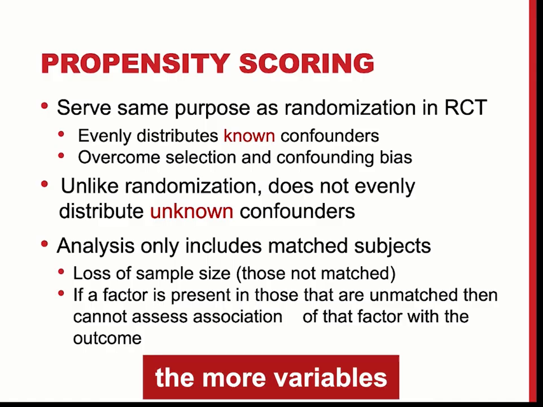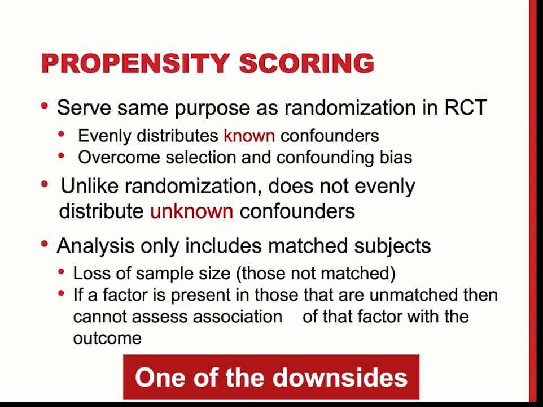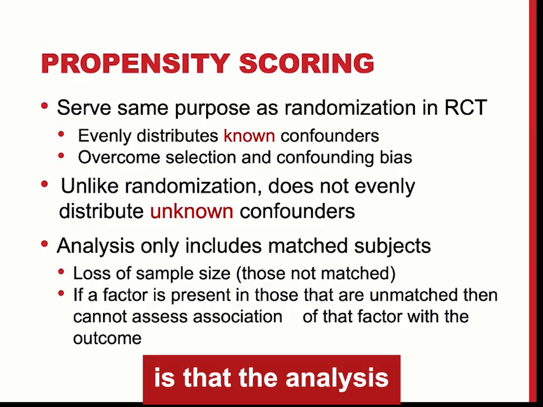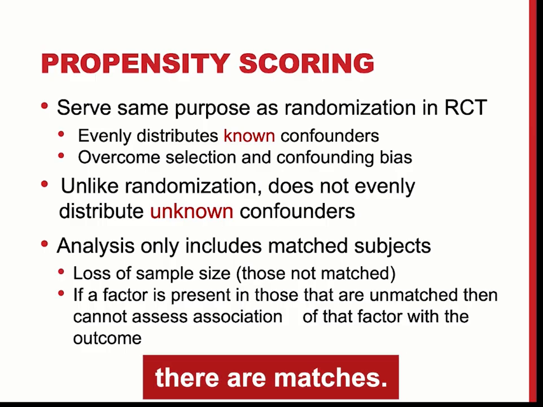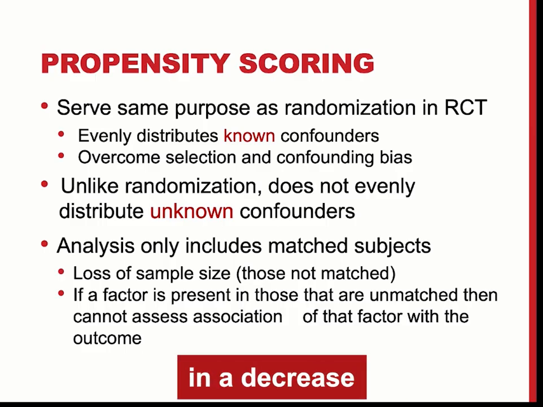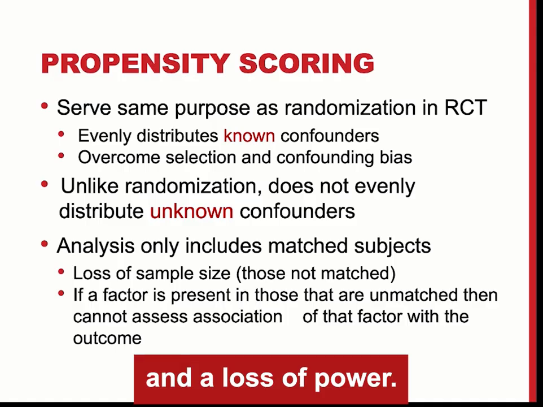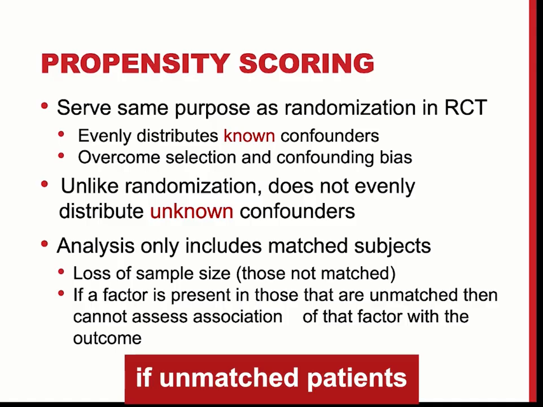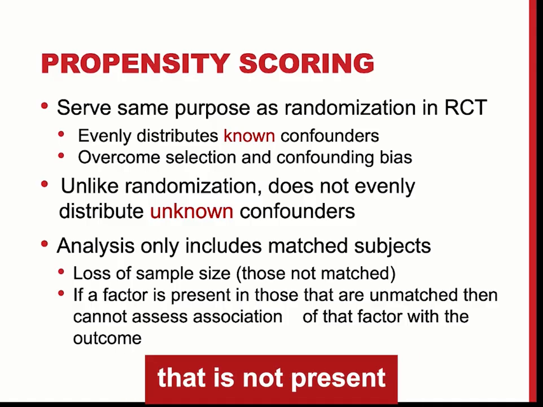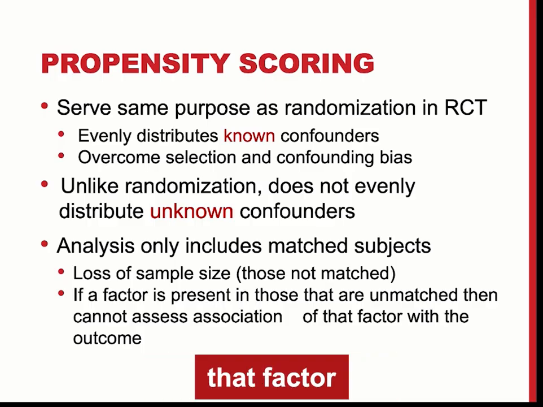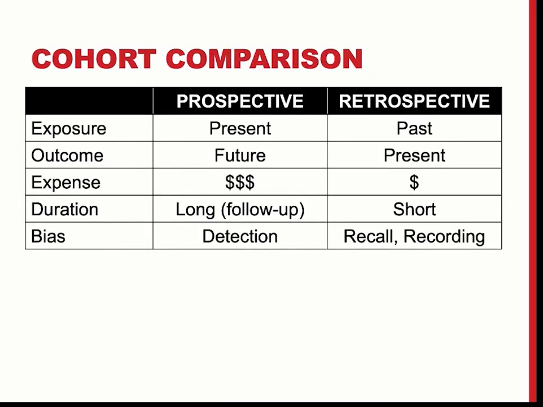Unfortunately, the more variables that are matched, the less likely it is to find a match. One of the downsides of propensity scoring is that the analysis only includes those for which there are matches. This results in a decrease in sample size and a loss of power. In addition, if unmatched patients have a factor that is not present in the matched patients, then the analysis cannot assess the association of that factor with the outcome.